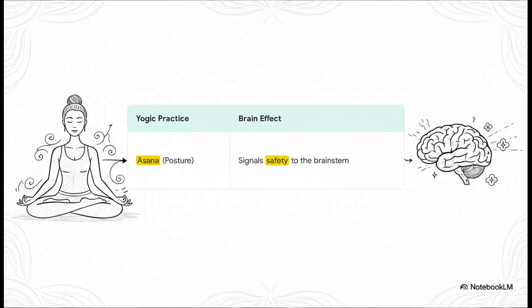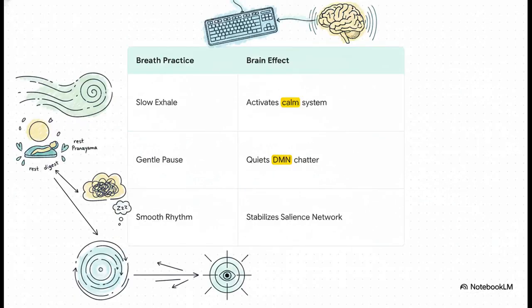Now, Patanjali's instruction is super specific. It should be steady and comfortable. This is not about forcing yourself into some rigid, painful pretzel shape. Why? Because a forced posture sends stress signals. A stable, comfortable posture does the exact opposite. It reduces all the sensory static from your body and, most importantly, sends a powerful signal of safety straight to your brainstem.